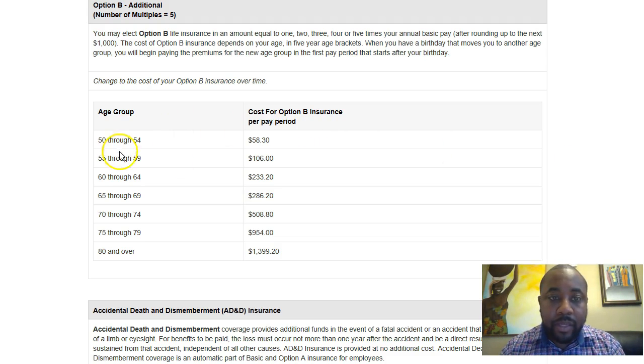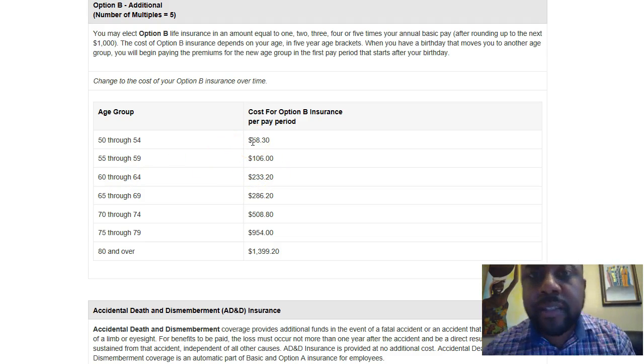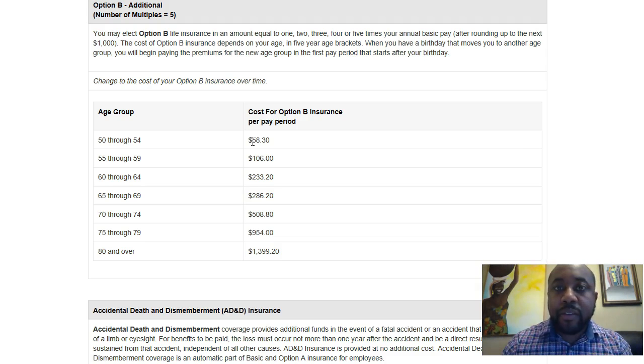Okay, so again, earlier this pay period she's paying $58.30. Once she turns 55, that $58.30 and just the $58.30, she's still going to be paying the $1,620, and she's still going to be paying for the children's plan, and she's still going to be paying for the option A, and her husband's plan as well with the children's plan. So this goes up to 106, from 58 to 106. So you got 58 and 106.